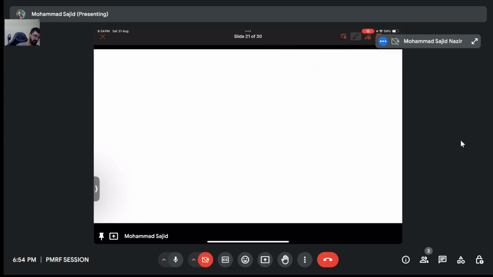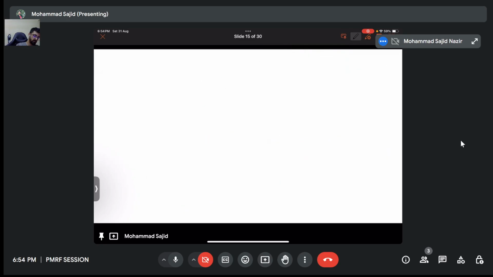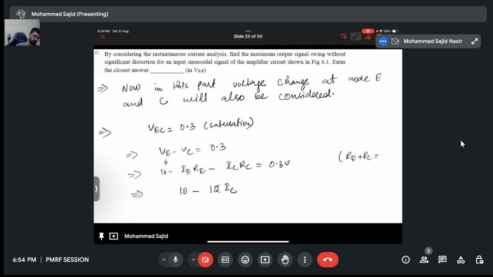12. 12 comes to RE plus RC is equivalent to, okay, RE is 10 kilo ohm, RC is 2, so it will be 12 kilo ohm total. So this is 12K IC. So IC is 10 minus 0.3 divided by 12K, 9.7 milli by 12. That comes out to be 0.808 milliampere.